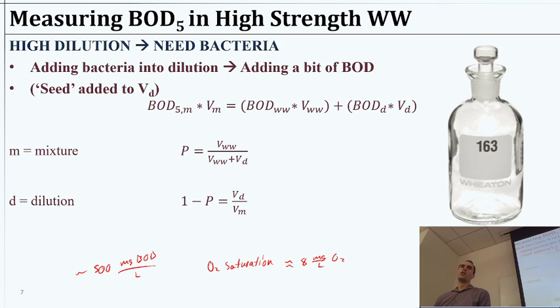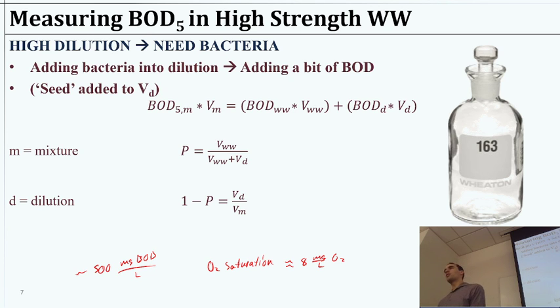Okay, so there's no way you can demand more than 8 milligrams per liter from that water. But our sample could theoretically demand 500, right? For a full strength, high strength wastewater, we could demand way more than is possible there. So we have to dilute it. When we dilute it, or perhaps if we're sampling the disinfected effluent, we don't have enough bacteria to do anything with. So we have to add bacteria into the solution.